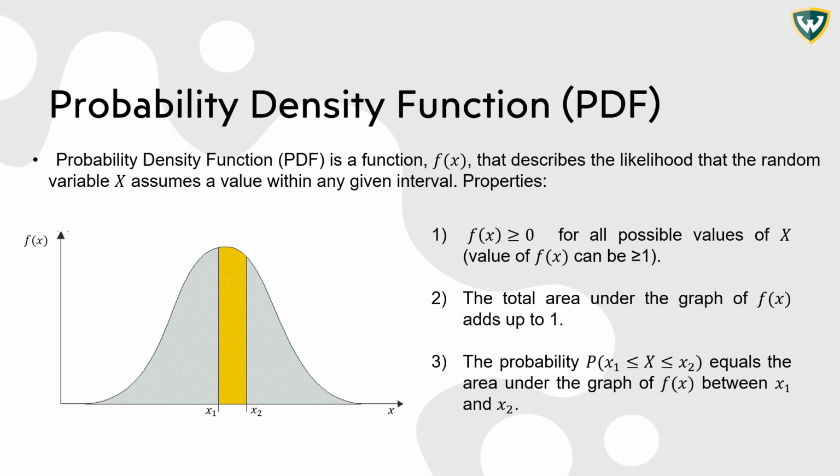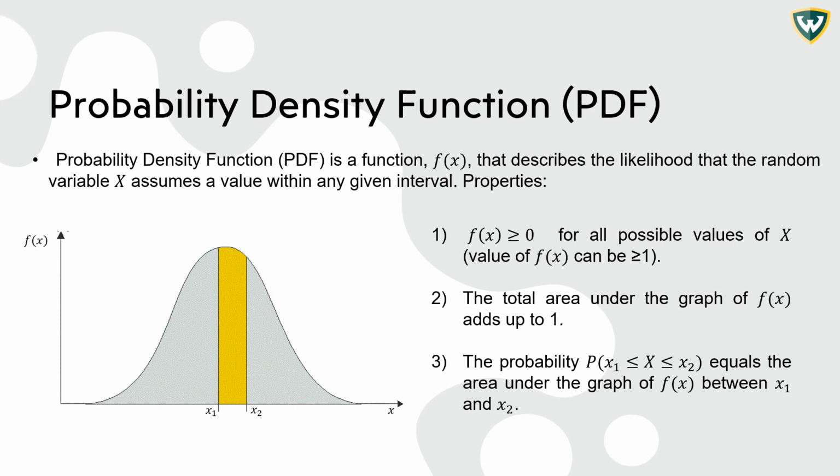Third, the probability of the random variable falling within a specific range is given by the area under the curve between the two values that define the range. For example, the probability that a student's height falls between 5 and 6 feet is the area under the PDF curve from 5 feet to 6 feet. This is the fundamental concept in continuous probability, where the probability of a single point, such as exactly 5 feet, is 0, but the probability over an interval can be a non-zero value.